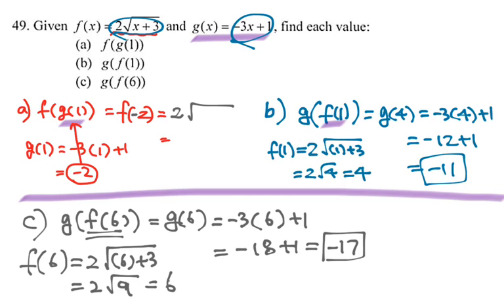Now, we forgot about the negative sign on part A. So if you plug in negative 2 in place of x in the function f, we'll be able to get something like this. Now, negative 2 plus 3 becomes 1. So now it becomes simply 2 radical 1, which is equal to 2. Alright, so with that, we finished number 49.